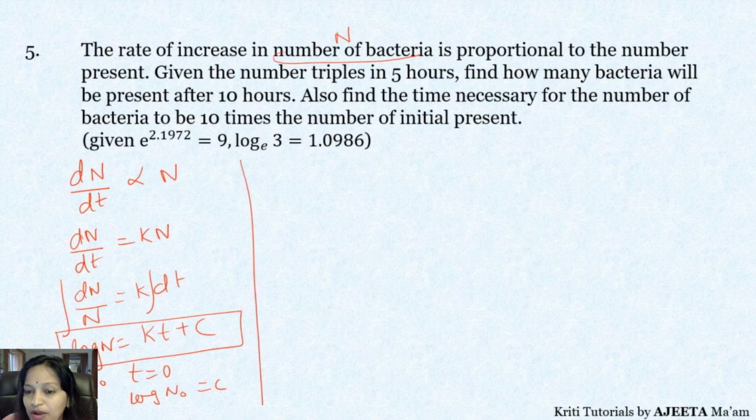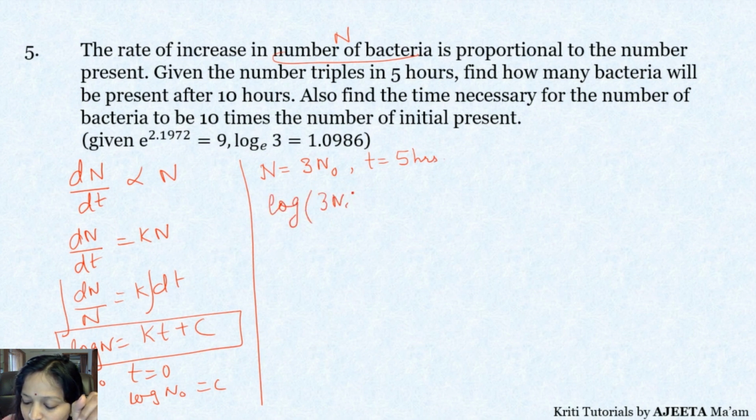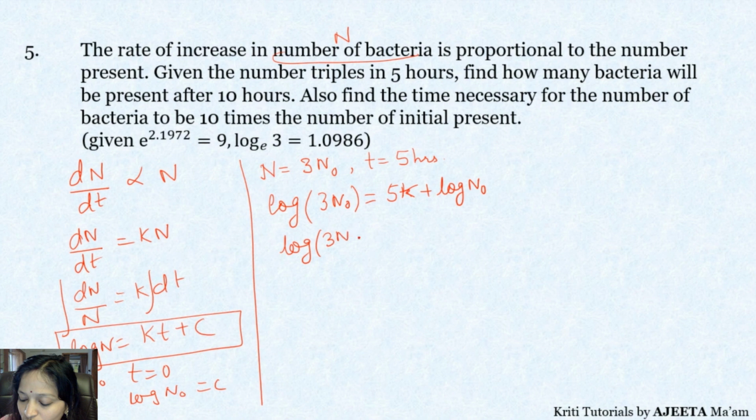Now let's move to the next part. Case 1: the number triples in 5 hours. If the number triples in 5 hours, your count will become 3 times the given value, and T is 5. So log of 3n0 is equal to 5k plus log of n0. Now let's take the log terms on one side. So log of 3n0 upon n0, it will cancel out with the initial value. So now you get the value of k. The value of log 3 is given to you here; we will put it afterwards. So k is 1 upon 5 log 3.